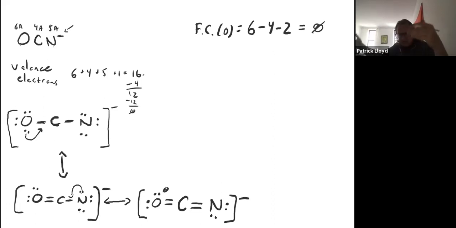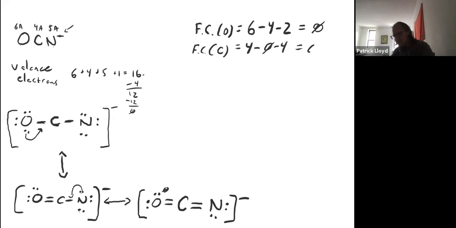Remember we said closer to 0 is better? However, they got to add up to the charge. So if the charge is -1, they got to add up to -1. So something is going to be -1. Let's do the carbon now. Carbon is in group 4A, so 4. It doesn't have any lone pairs, so 0, but it has 4 bonds, so that's 4, so you get 0. So far, so good. Okay. Now let's do the nitrogen.